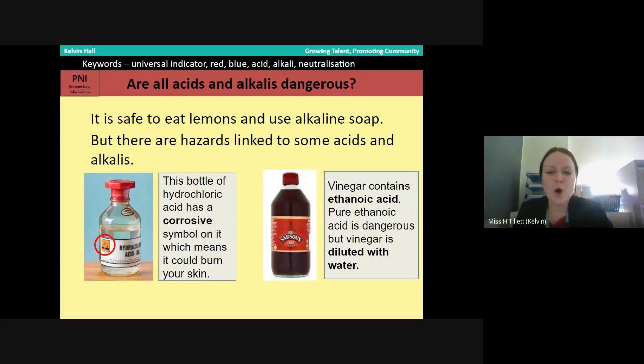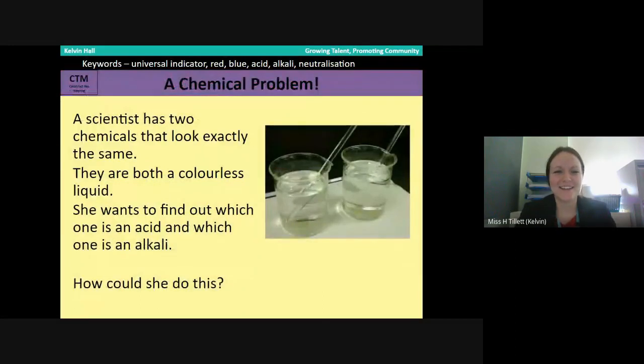Pure ethanoic acid, if we were using it in science, is very dangerous. But vinegar is less dangerous. In fact, it's not dangerous enough for us to eat it on our food because it is diluted with water. That means the acid is in there, but there is a mixture of water in there too, which makes it not as strong. So vinegar doesn't need a warning symbol on the side.